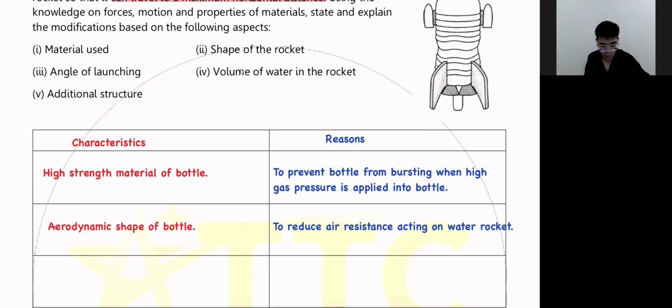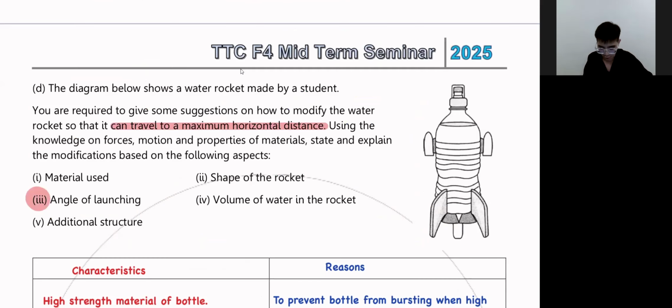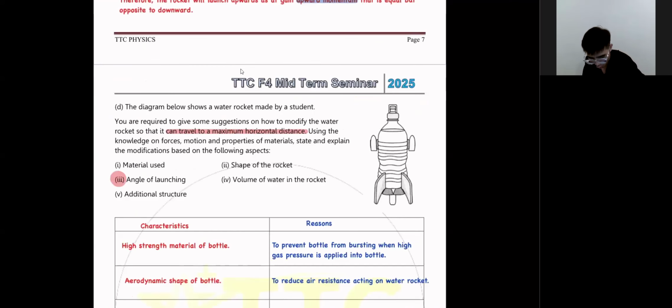So the third one. The question is asking you, how do you want to launch the water rocket, the water bottle? So the angle, at what degree? Now, do you guys know, if you launch the rocket horizontally like this, the rocket will not travel the furthest horizontal distance.